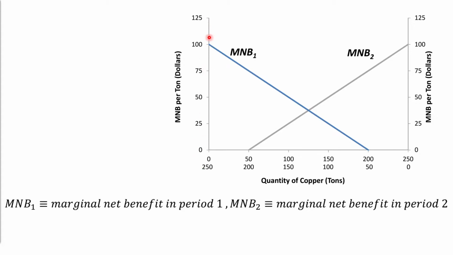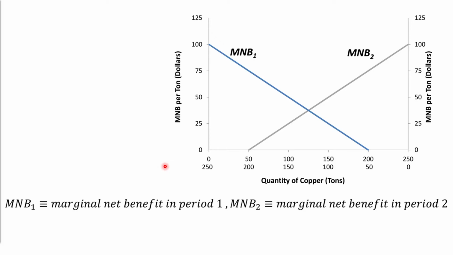Basically here, this axis is for marginal net benefit 1, and when you want to read marginal net benefit for the first period, you go from left to right. What's convenient about this graph is, let's say that the first period consumes 150 tons. That means the second period will have consumed 100 tons, because the second period goes from right to left. And this vertical axis on the right is the marginal net benefit for the second period. The second period starts here at zero quantity, and then they come down this way.